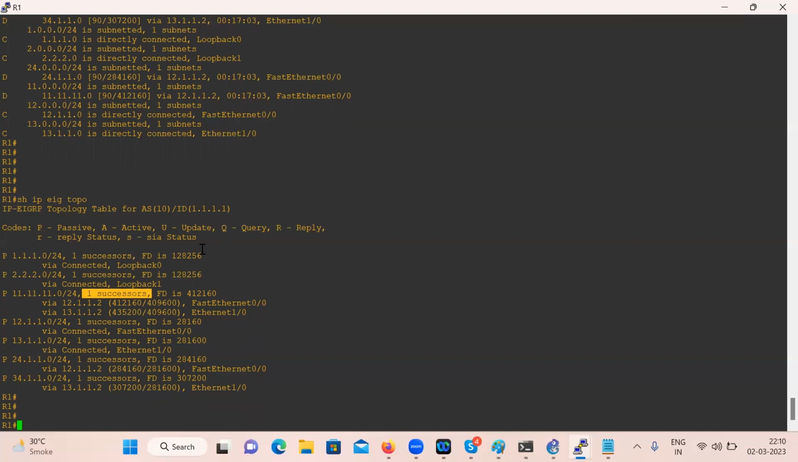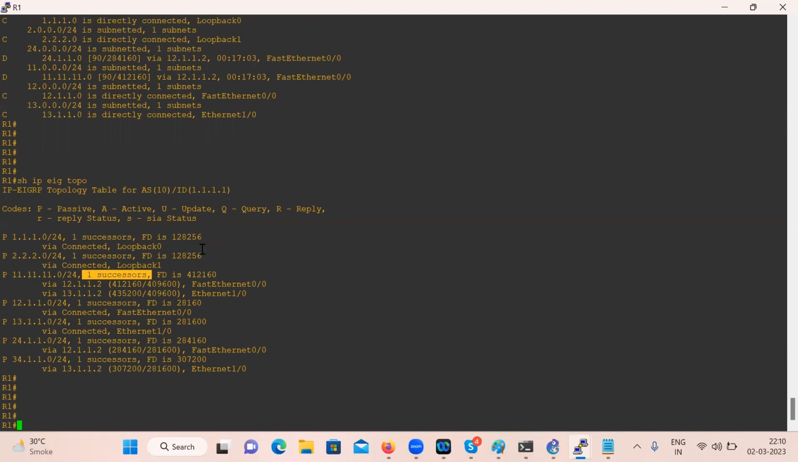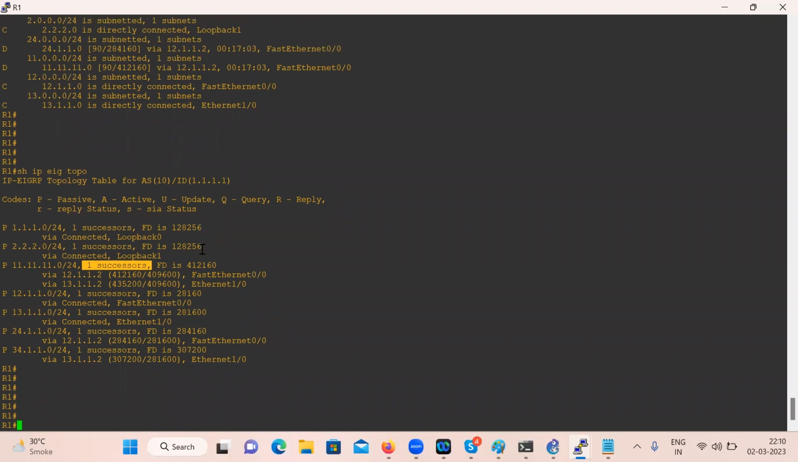Because debug output is very big, in every microsecond it will send you something, something, something. And your production network is very big. Every second, every microsecond, something is coming, something is going. So never use a debug command in your production network or on your production router. In testing, in our lab, in your practice, you can use a debug command as much as you want.